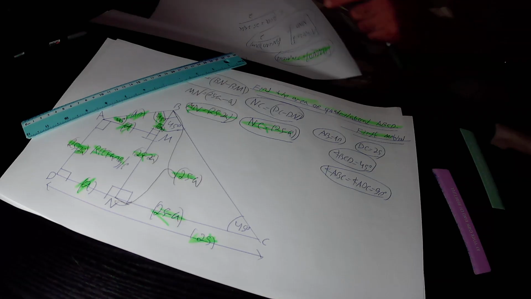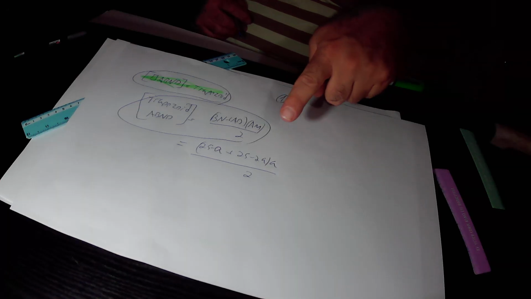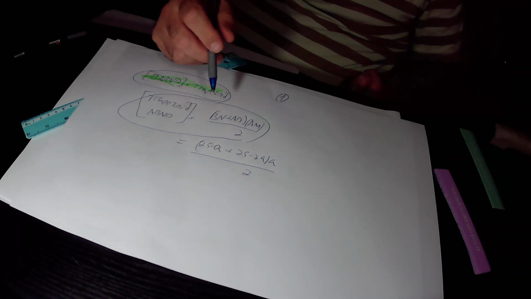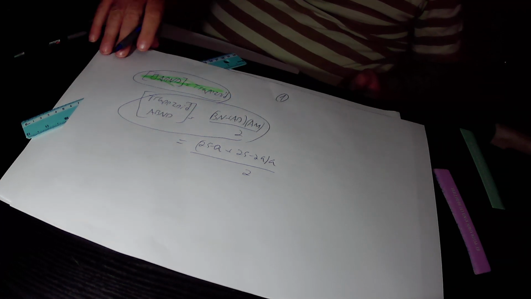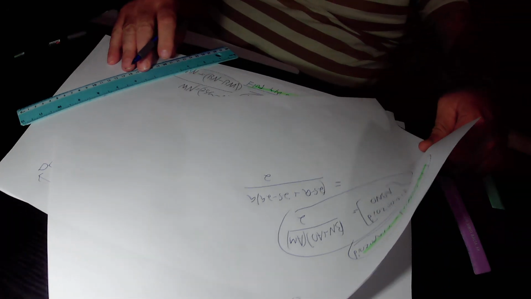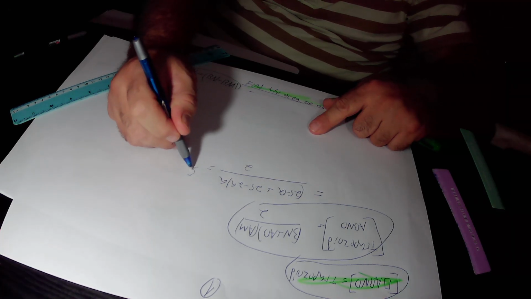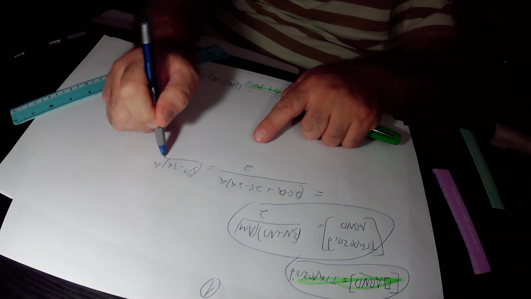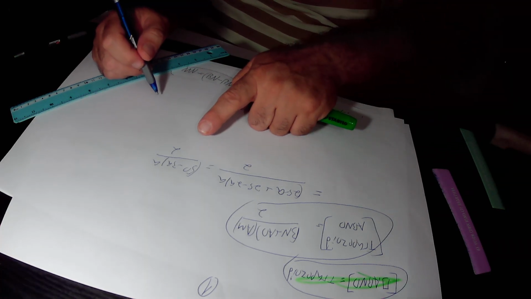So in total we should find out that the area of this trapezoid ABND equals 25 minus A plus 25 minus 2A times A over 2. 25 plus 25 is 50, and minus A minus 2A is minus 3A, times A over 2. So the area of trapezoid ABND equals 50 minus 3A times A over 2.